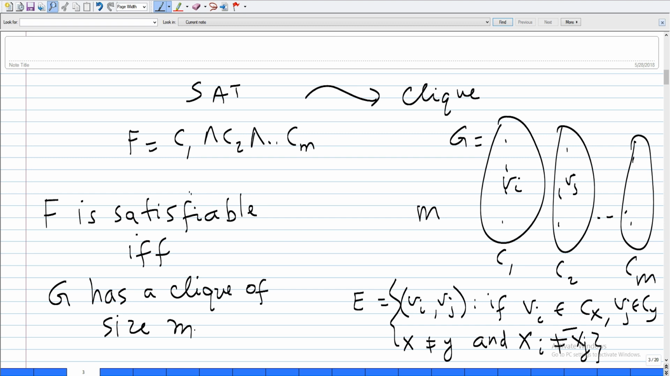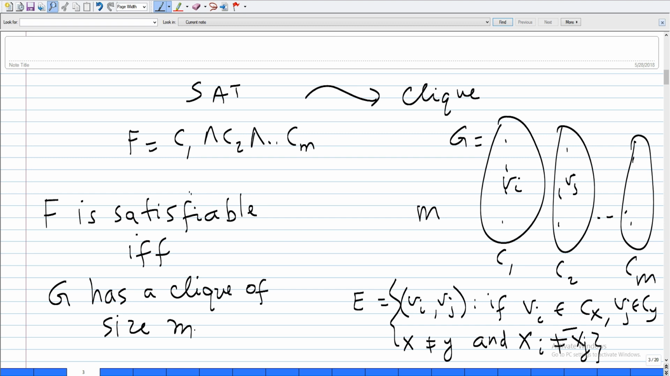Now, I go and set those corresponding variables. My assignment would be the corresponding assignment that will satisfy my formula, because there is no conflict between these two things, because they form an M clique. So, what have we done? We have encoded the SAT problem into a clique problem.